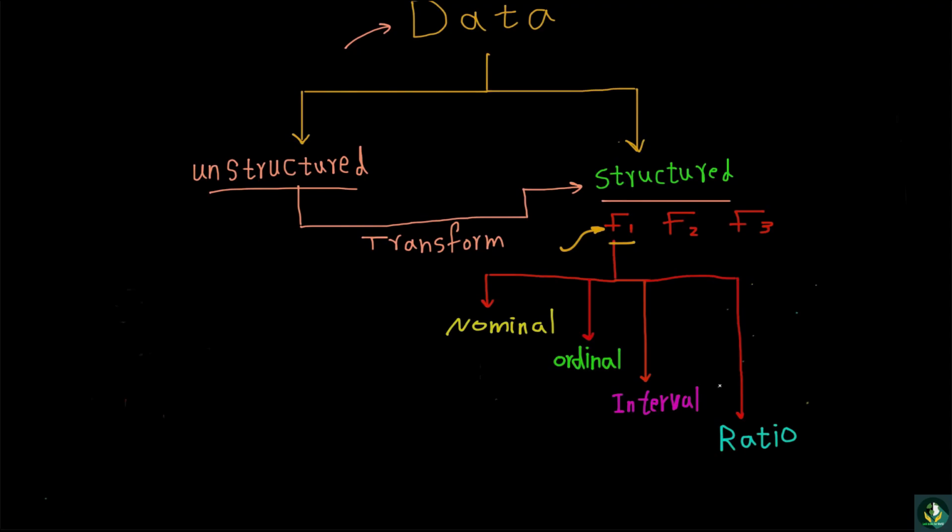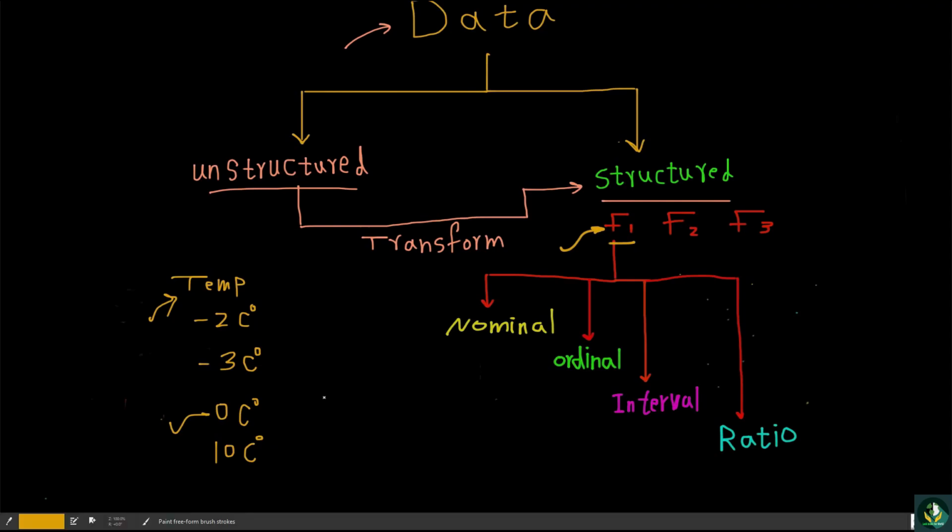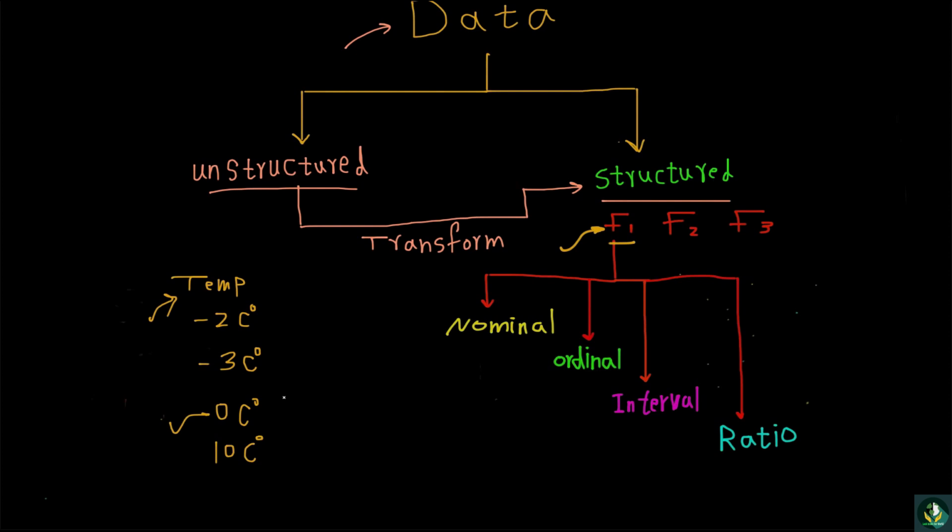Let's take an example to explain what we said previously. Let's say we have this feature, the temperature feature. This feature actually is an interval feature. Why? Because there is no true 0 point in this feature. As you can see here, this 0, 0 Celsius, it just means the temperature at which water freezes under normal atmospheric conditions. It doesn't mean the absence of temperature.